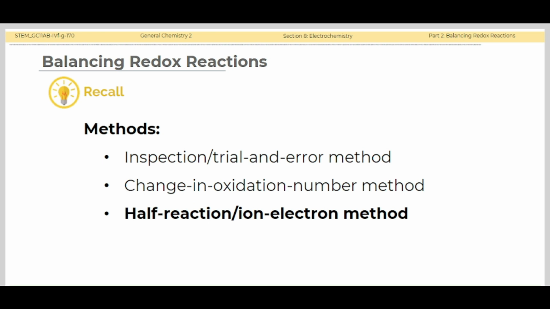Also, recall that there are three methods in balancing redox reaction: inspection or trial and error method, change in oxidation number method, and half reaction or ion electron method. This lesson is focused on the third method.